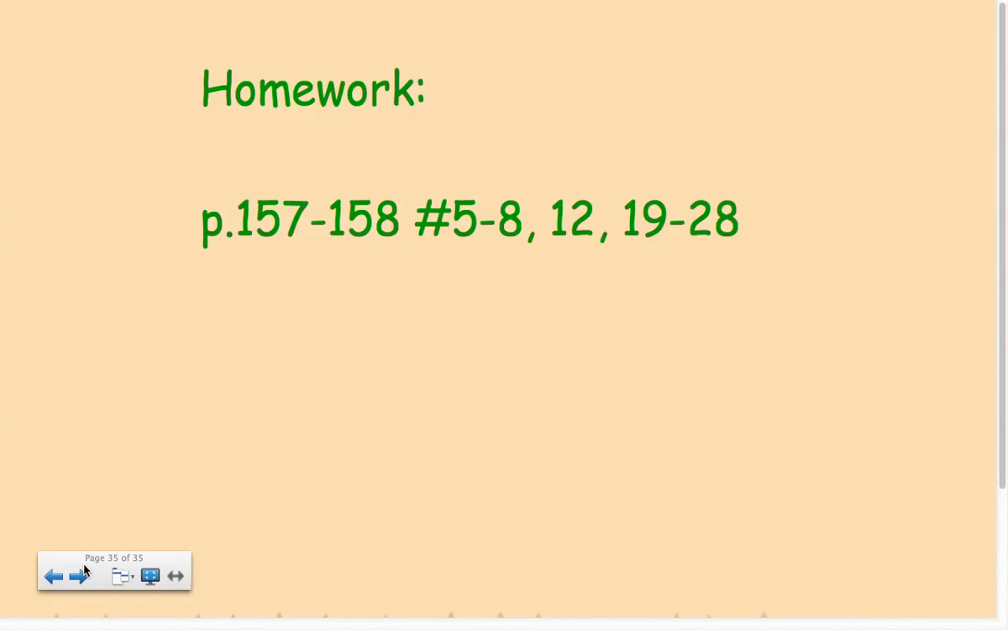Summary. Homework is pages 157 through 158, 5 through 8, 12, 19 through 28.